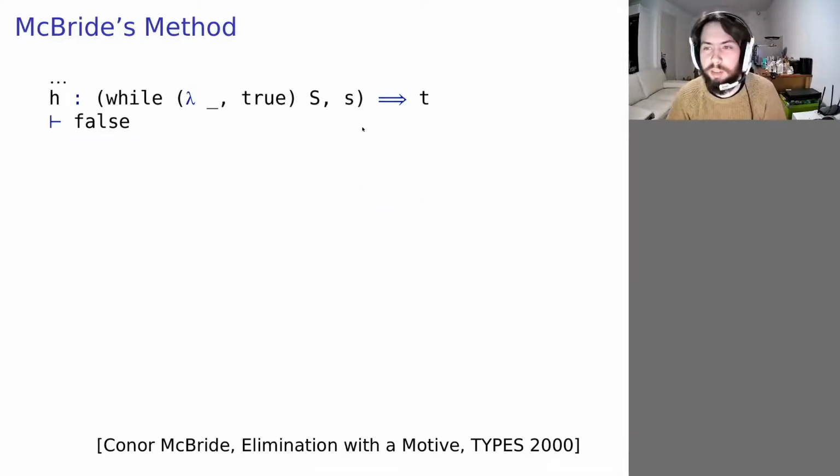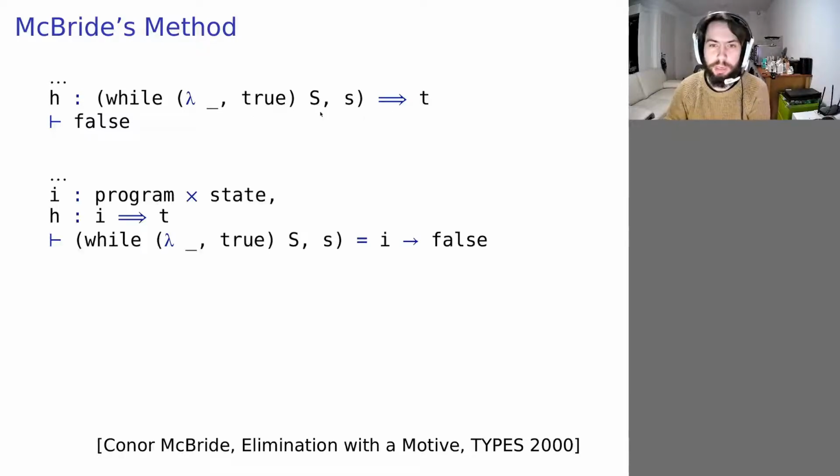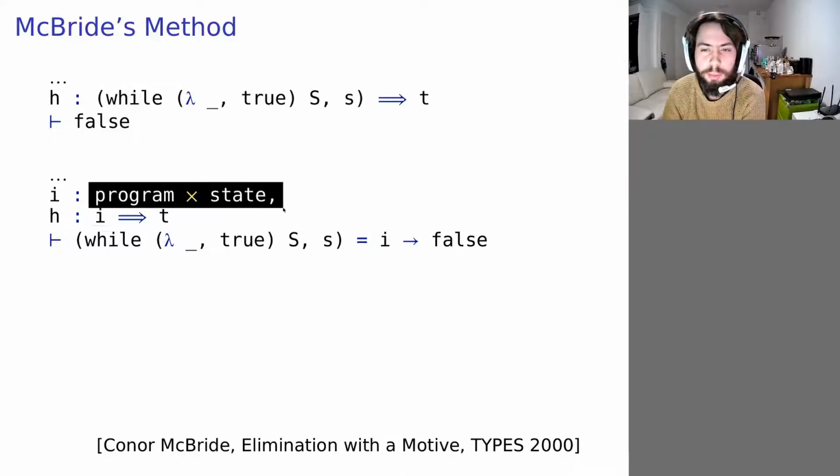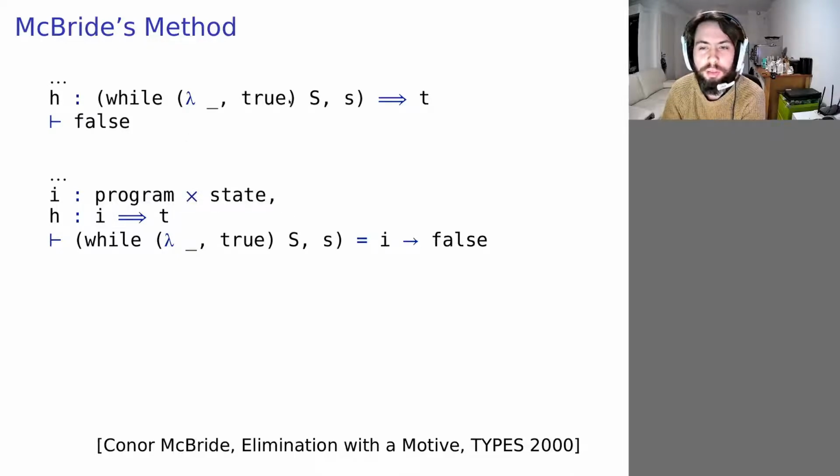Well, here's the classic solution due to McBride in his "Elimination with a Motive" paper from the early 2000s. Since then there have also been some refinements to the method, but they are not really relevant for our context. Essentially the idea is this. Here we have the goal again. This is the hypothesis that we want to do induction on. And now we use a kind of trick. We replace this complex index here by a new variable called i, and i is of type program cross state, because that's the type of this thing as well.